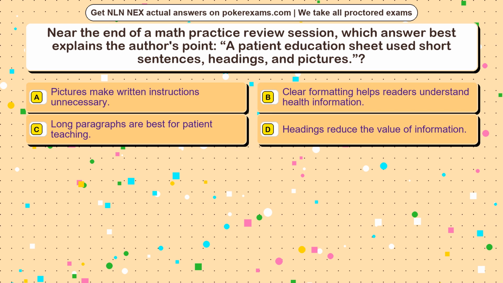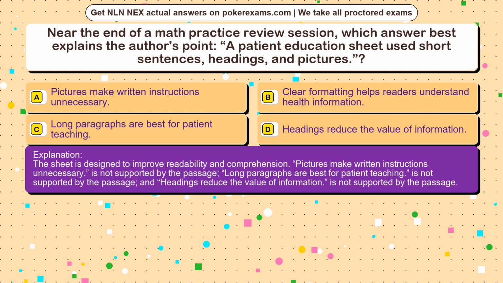The correct answer is option. The sheet is designed to improve readability and comprehension. Pictures make written instructions unnecessary is not supported by the passage. Long paragraphs are best for patient teaching is not supported by the passage, and headings reduce the value of information is not supported by the passage.